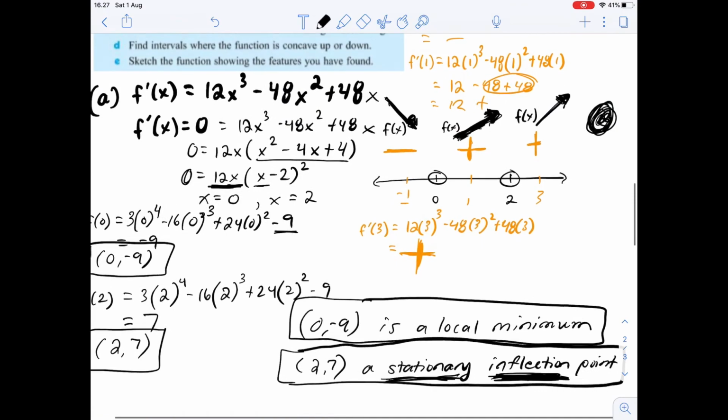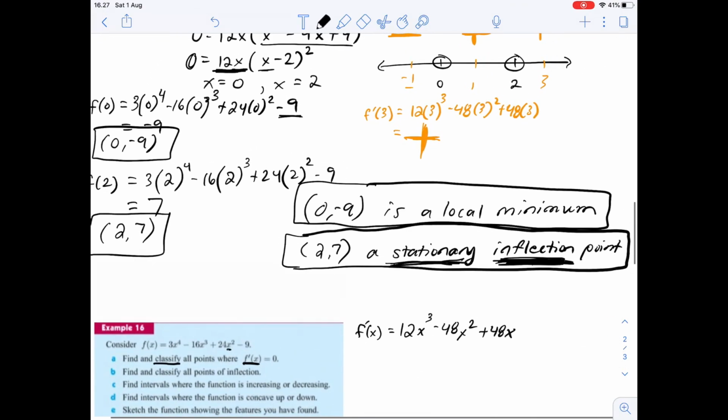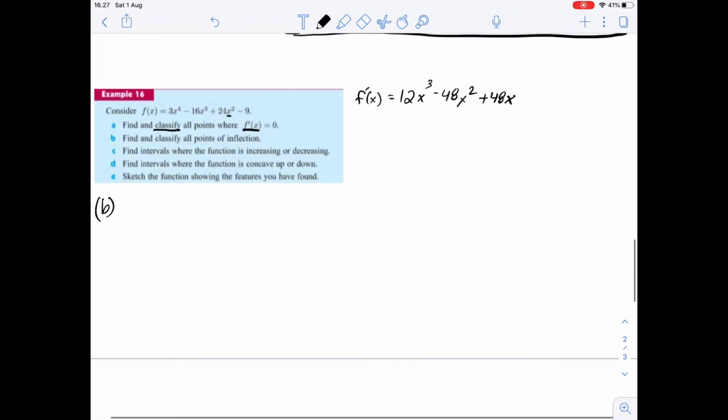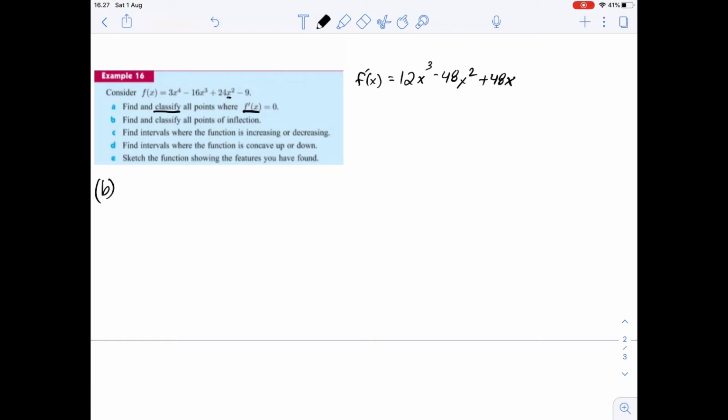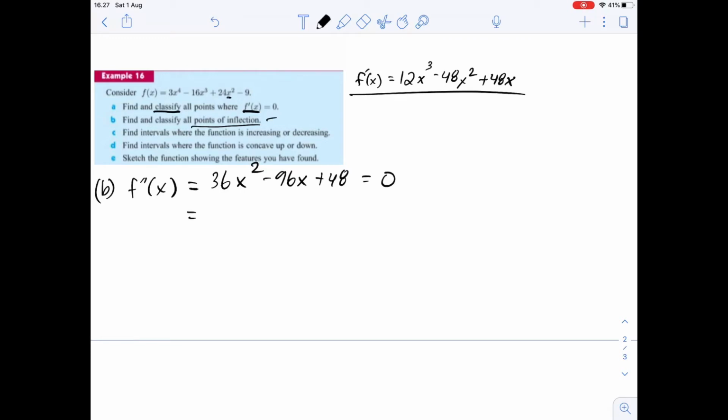All right, in A, we found all the stationary points. We found that we have a local minimum and a stationary inflection point at (2, 7). Now in B, it's saying find and classify all the points of inflection. So in order to find points of inflection now, we have to look at the second derivative. In letter A, we found the first derivative, so I'm just going to use that to find the second derivative. So I have 36x squared minus 96x plus 48. And I'm going to set this equal to 0 because that's how you find the points of inflection.